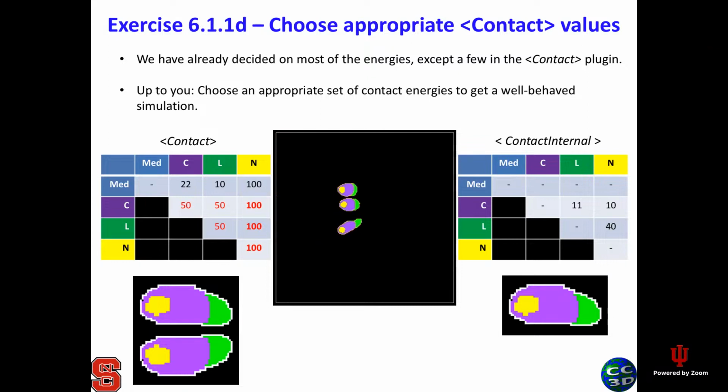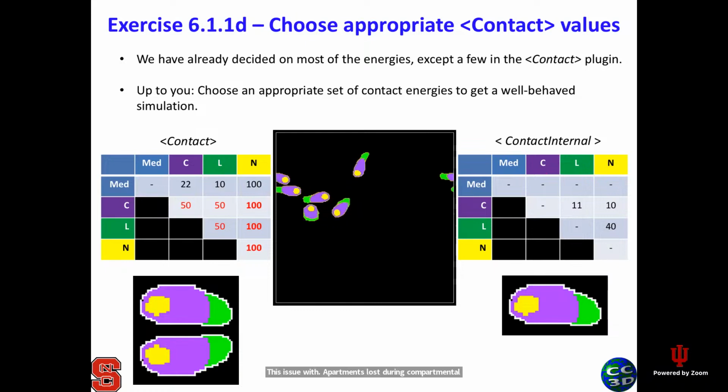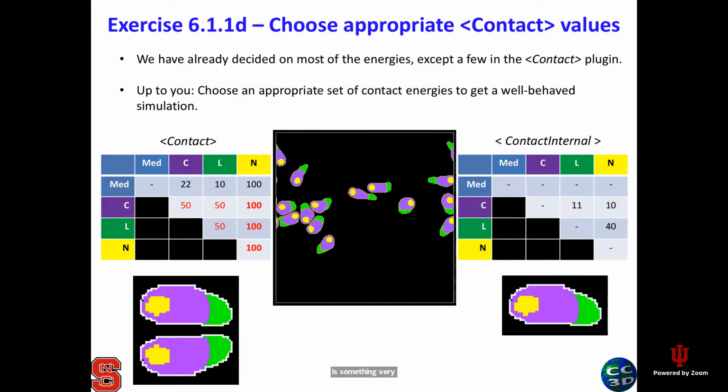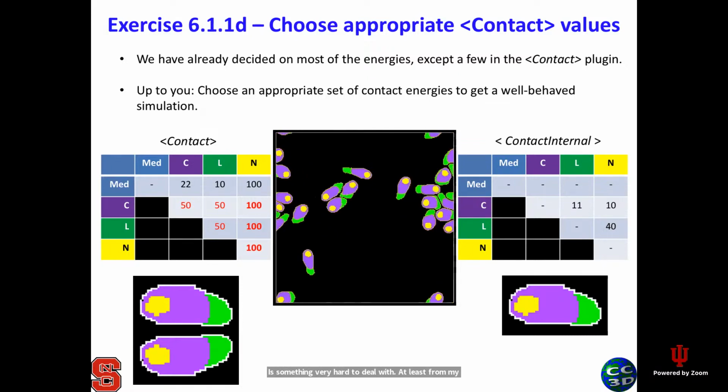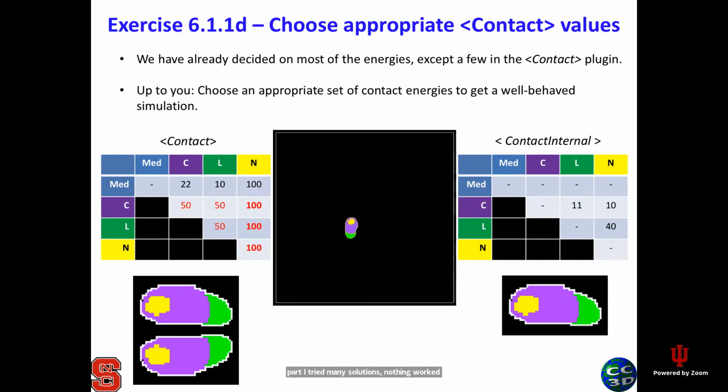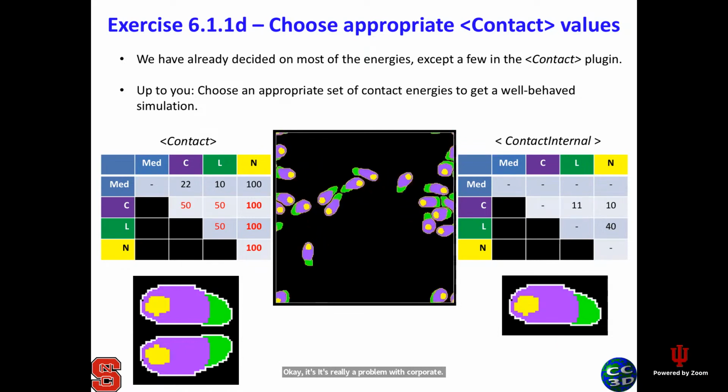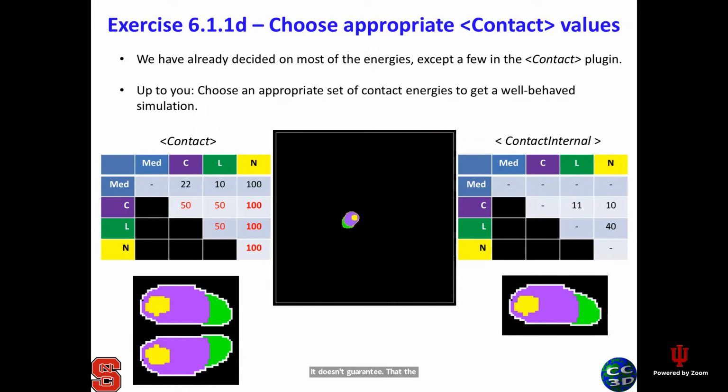This issue with compartments lost during compartmental division is something very hard to deal with. At least from my part, I tried many solutions, nothing worked, in other simulations, I mean. So it's not a problem in the code, okay? It's really a problem with compartmental subdivision. It doesn't guarantee that the child cells will have all compartments. There's no guarantee.